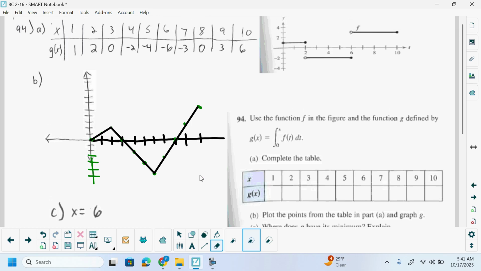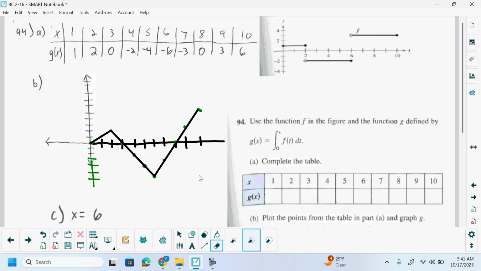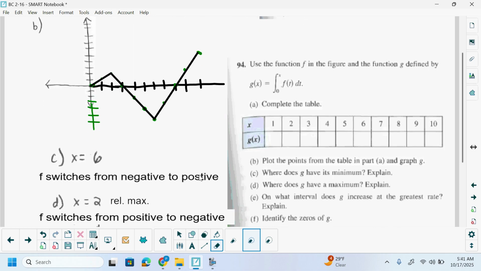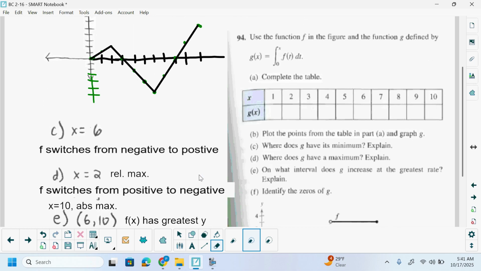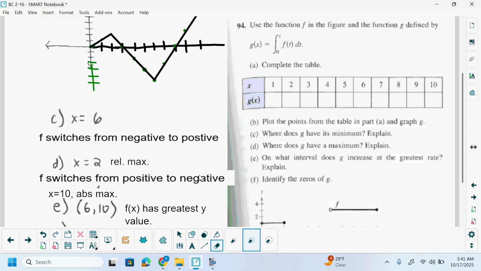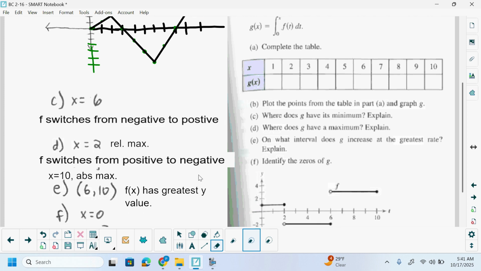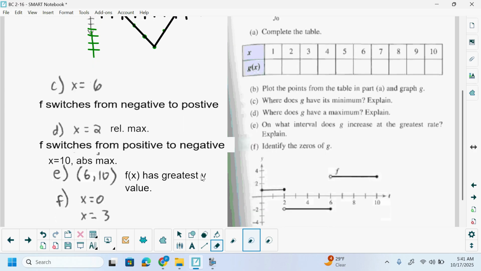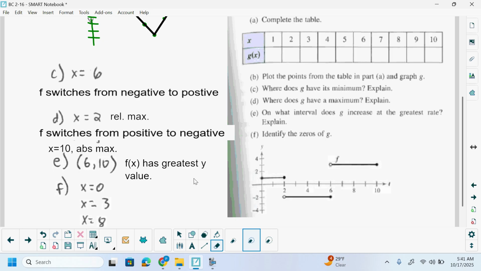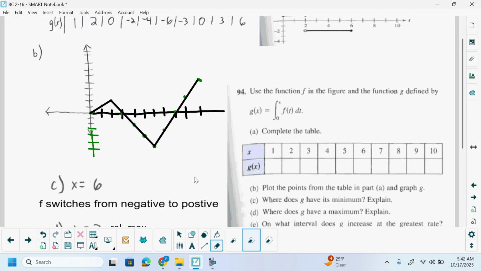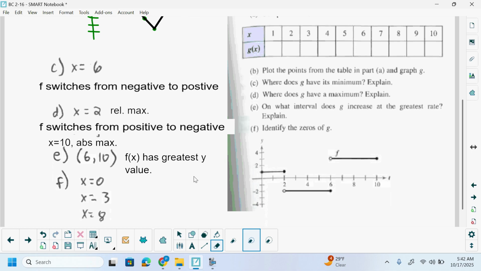G has a minimum when f switched from negative to positive, so when x equals 6. G had a maximum when f switched from positive to negative, so x equals 2. The greatest increase in the rate would be when f had its greatest value, from 6 to 10. And then the zeros of G, we can just look at in our picture or from our table.